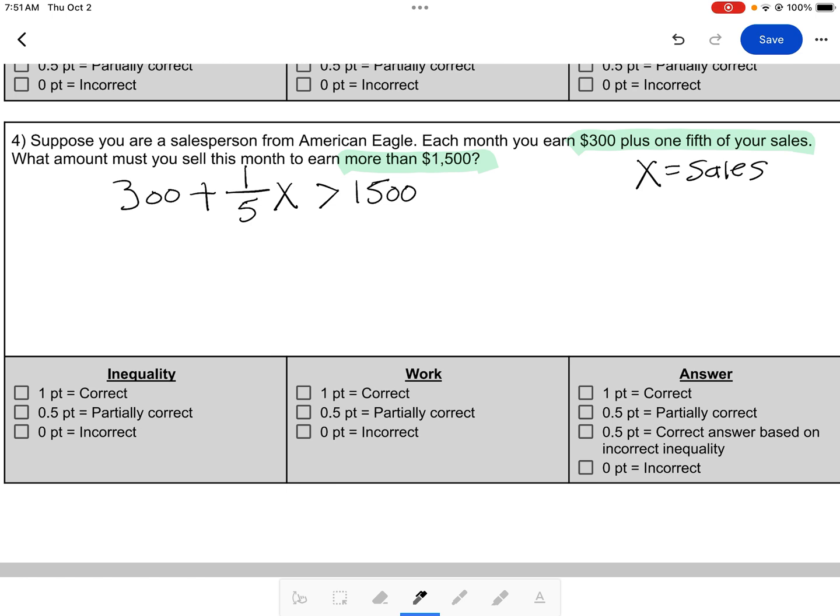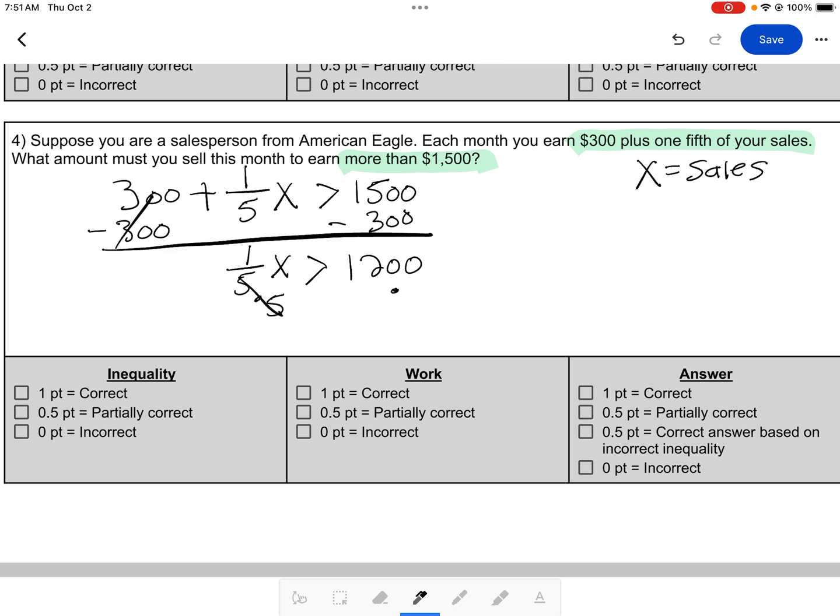So now I'm going to solve this like a normal inequality. I'm going to subtract 300 on both sides to get the 1/5 X by itself. Bring down the 1/5 X. Bring down the greater than sign. 1,500 minus 300 is 1,200. Now remember, when I have a fraction, fractions are the same as division, so I want to do the opposite. I want to multiply both sides here by my denominator of 5. I'm multiplying by, we call that the reciprocal. And so now I have X is greater than 1,200 times 5 is 6,000.